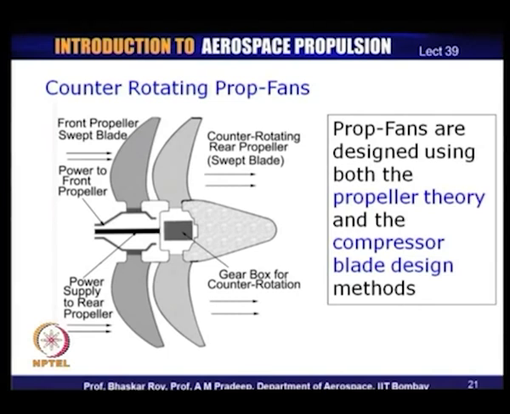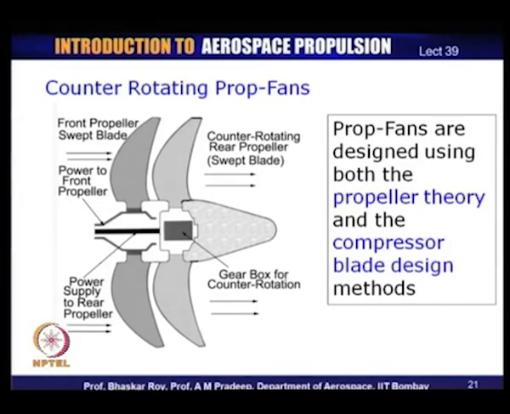In this configuration, you have two prop fans really, the front one and the rear prop fan, which is rotating in the opposite direction, and there is a technological device by which the counter rotation is effected. The two prop fans are driven by something like a big gas turbine engine, and the shaft that comes out has a gearbox which creates the opposite rotation of the rear fan. As a result, you have two prop fans rotating together.